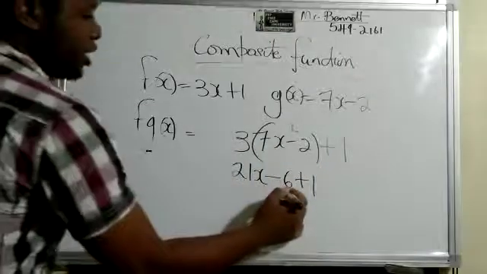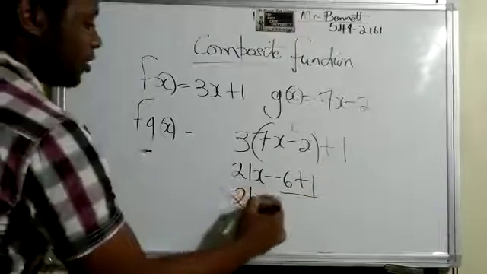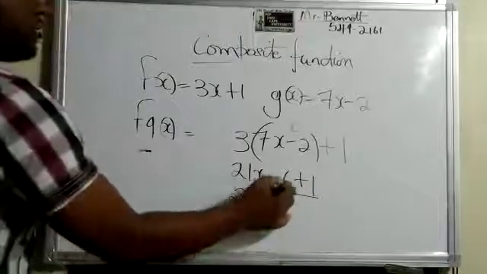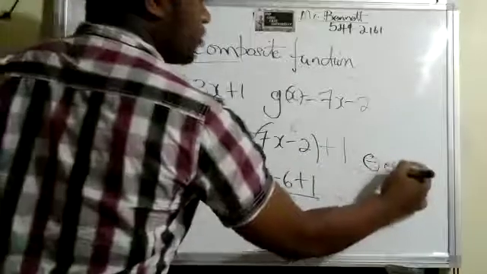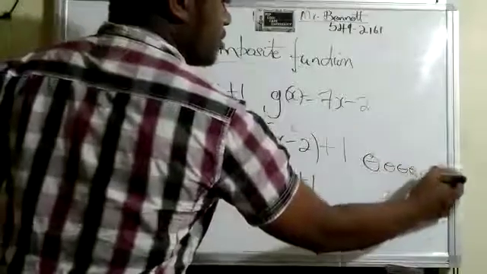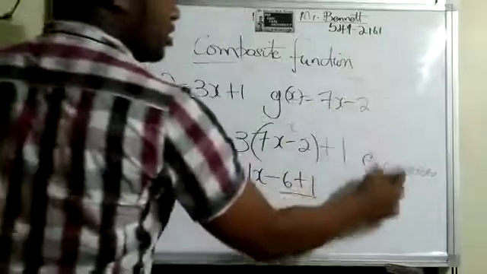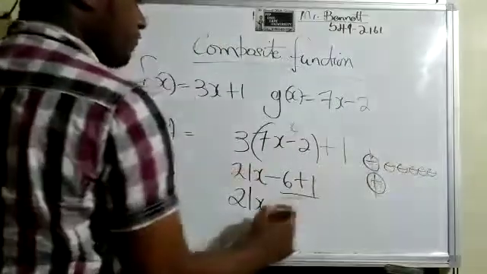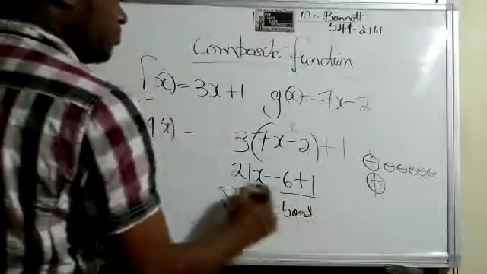Remember, we cannot add or subtract unlike terms. These are like terms, so we can manipulate those. Negative 6 plus 1. Remember, it's like you're having 6 negatives versus 1 positive. A positive cancels a negative, and we are left with negative 5. And that would be your answer.